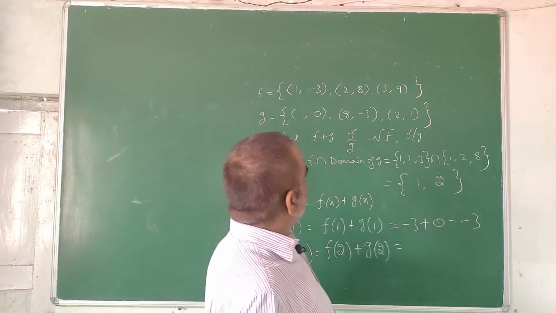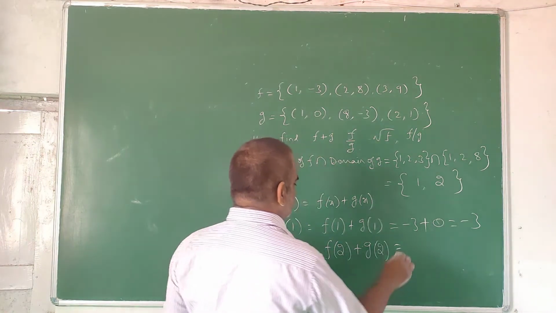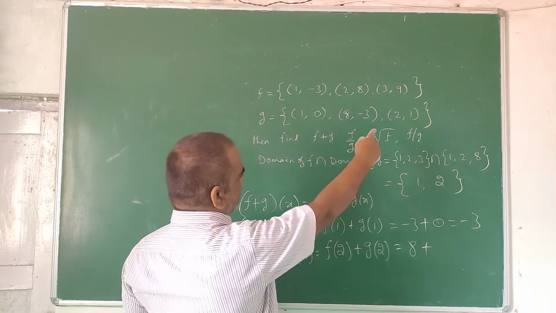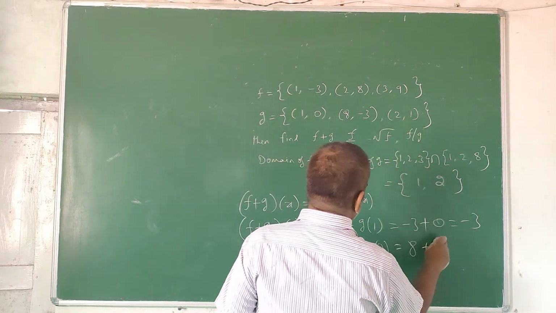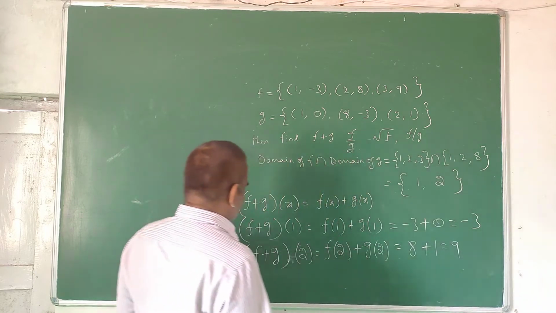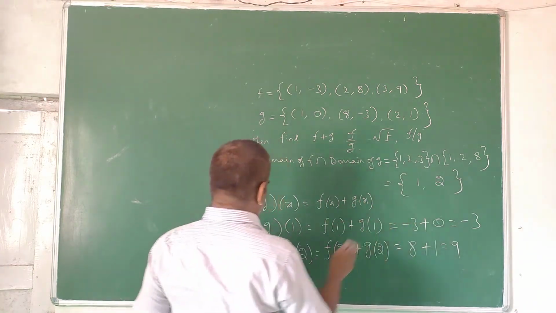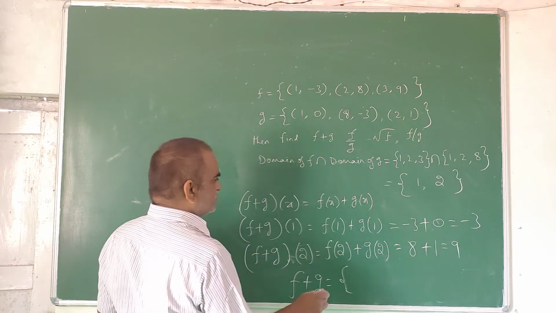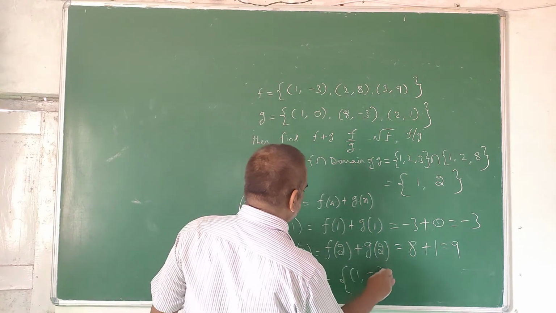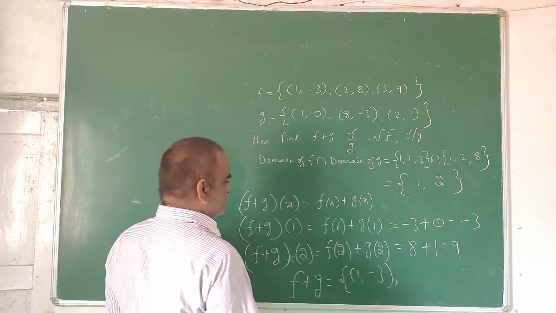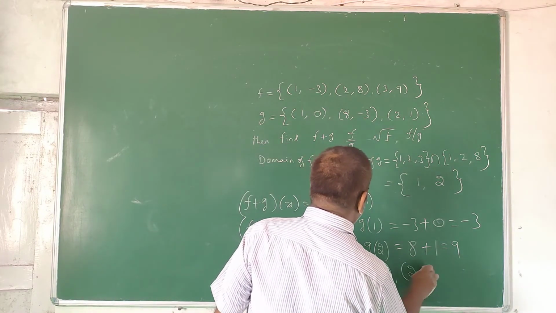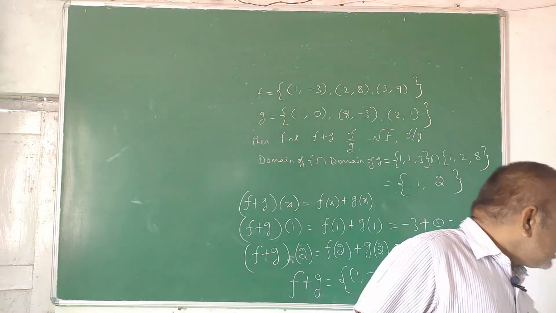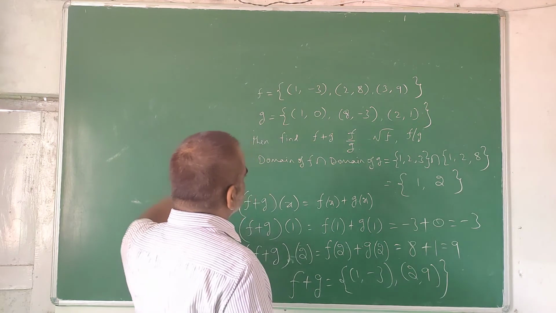Which is equal, f of 2 is 8 from the definition, g of 2 is 1, here you see, g of 2 is 1. That's it, for 1 and 2. So now f plus g would be equal to {(1, -3), (2, 9)}, the set of ordered pairs. So this is the way you have to solve. Now coming to the next question.